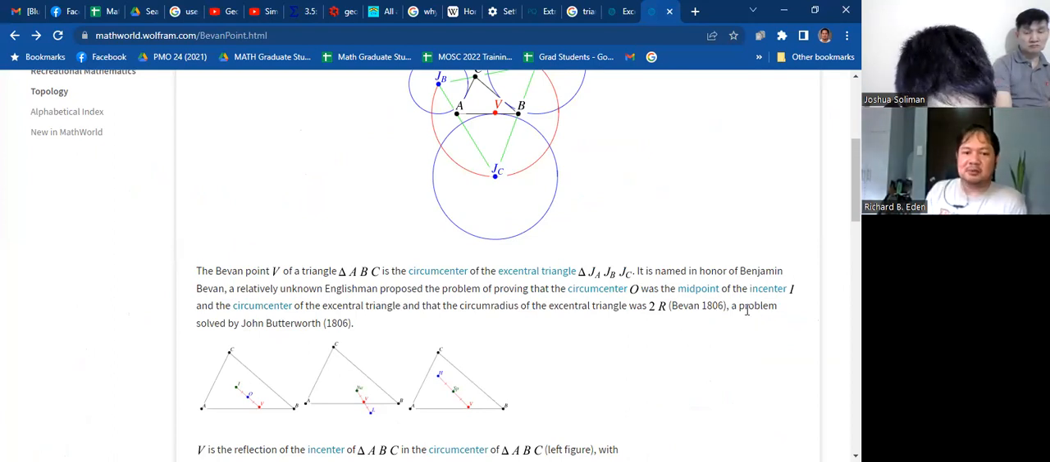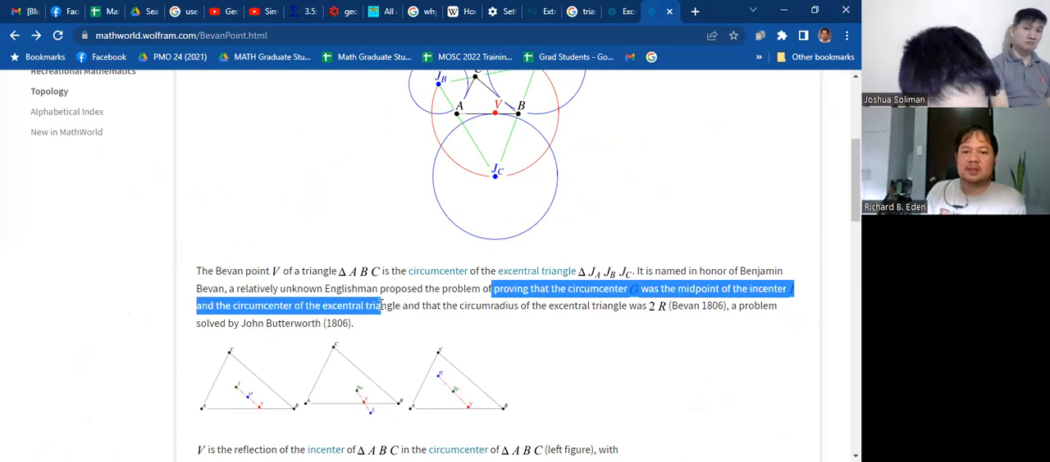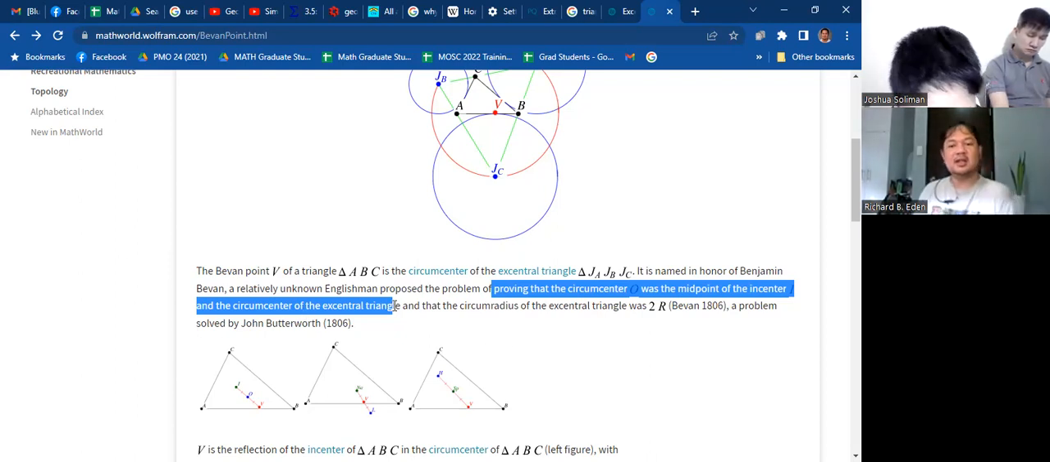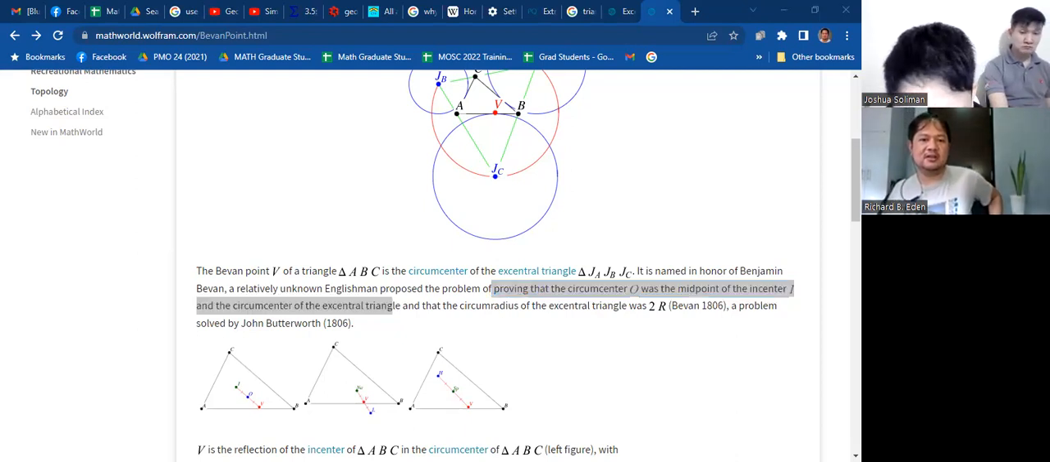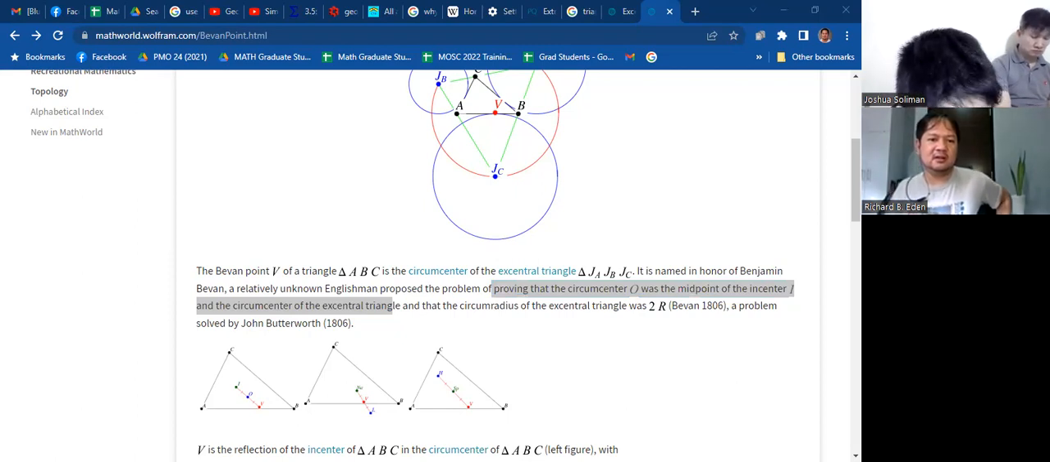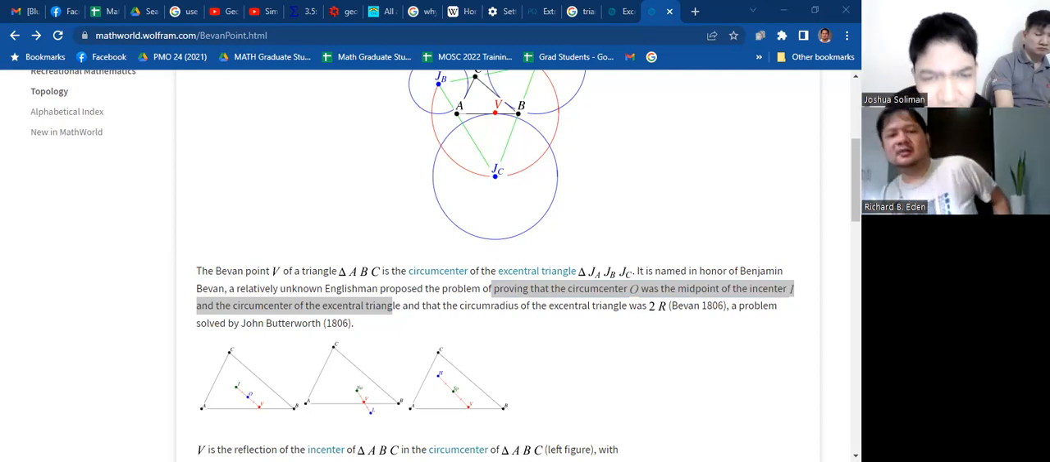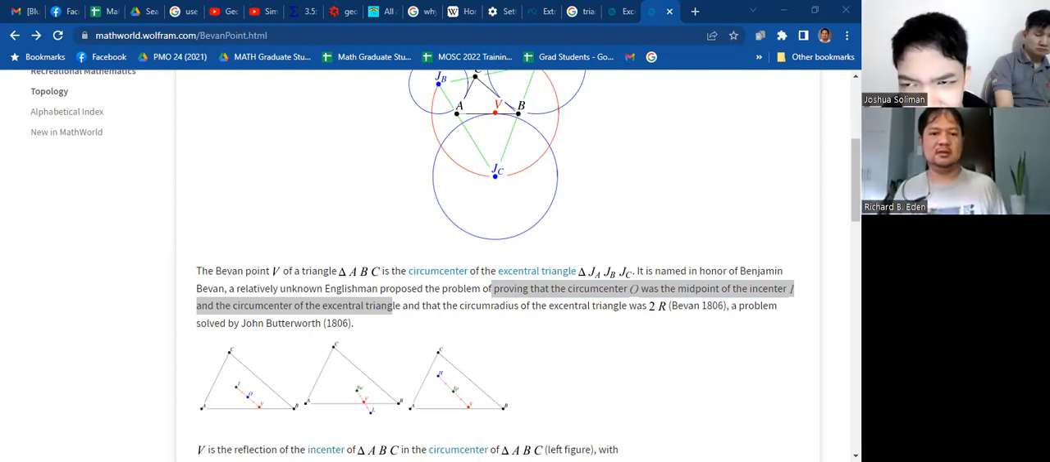Or I think John Butterworth was trying to do something else. Prove that the circumcenter O is the midpoint of the incenter and the circumcenter of the excentral triangle. Check na natin yun sa as a figure. The circumcenter was the point of the incenter I. Midpoint? And the so the circumcenter is the midpoint of the BEVAN point and the incenter?